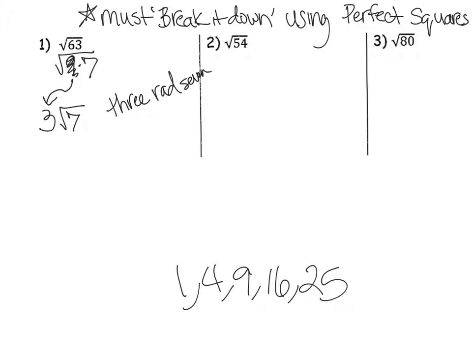So let's do 54. What number, perfect square, can you make from 54? 7 and 8. Neither one of those are perfect squares. And it's 56. Oh, 6. Oh, 9 and 6. 9 times 6. So do that again. Square root of 9 times 6.